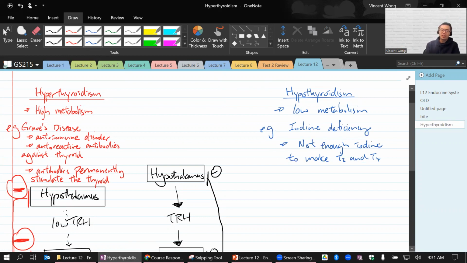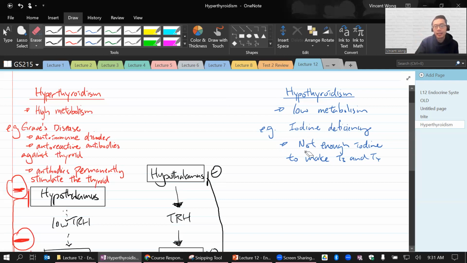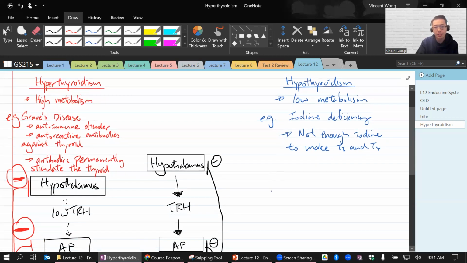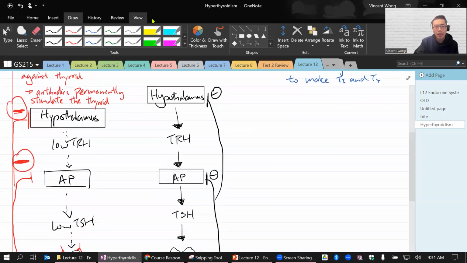So we usually don't have this problem in North America, because our salt is iodized. They have iodine in the salt, so we get enough iodine that way. But in some places in the world where iodine is not readily available, this certainly could be a problem. So what happens now?